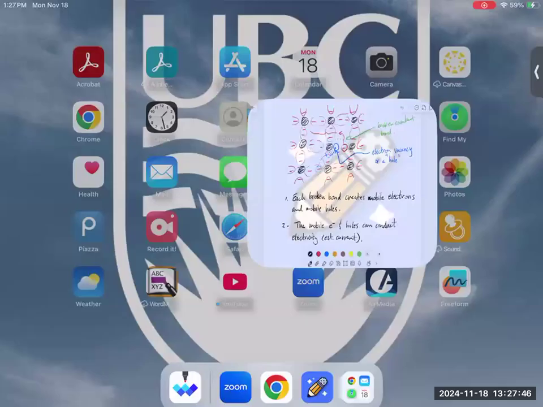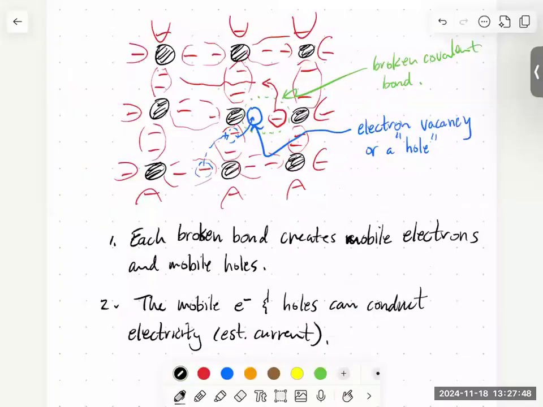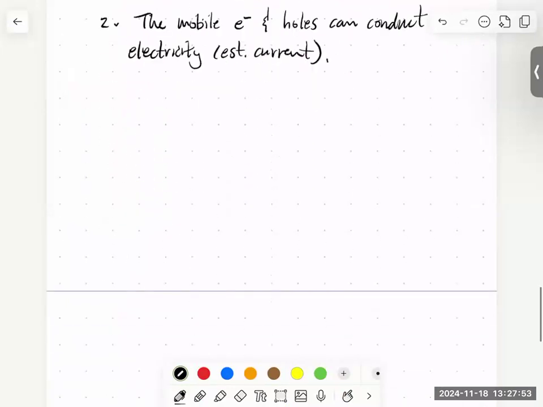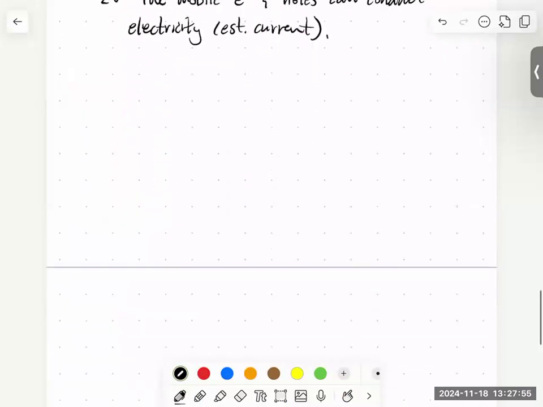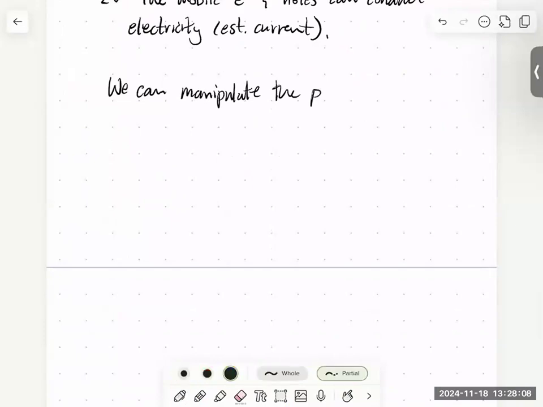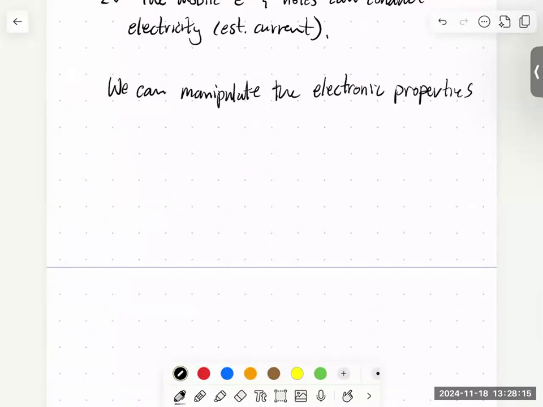All right. So if that was the end of the story, it wouldn't be that interesting. We would just basically conclude that these materials aren't good conductors. So it's not the end of the story. We can manipulate, let's say, the electronic properties of silicon via doping.